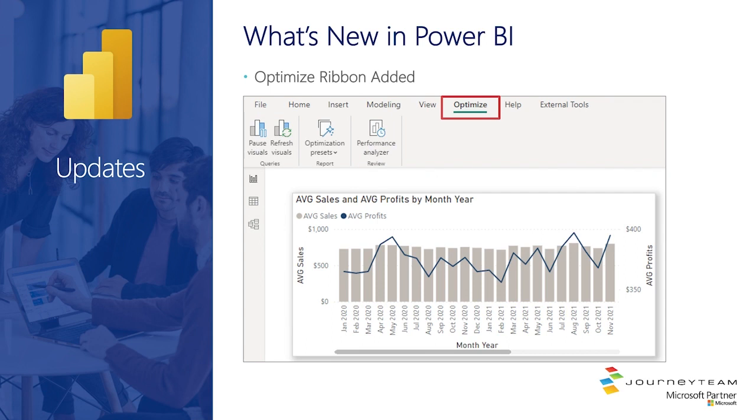All right, some other cool features. Power BI has added an optimize menu item to the ribbon. This allows you to pause visuals as you're developing them. Sometimes if you have a very complicated visual with lots of measures in it, it may take a few minutes to refresh. But now you have the ability to pause that visual while you're adding new things, so that you don't have to wait for refreshes. In addition, the performance analyzer capability has been moved over underneath this optimize menu.